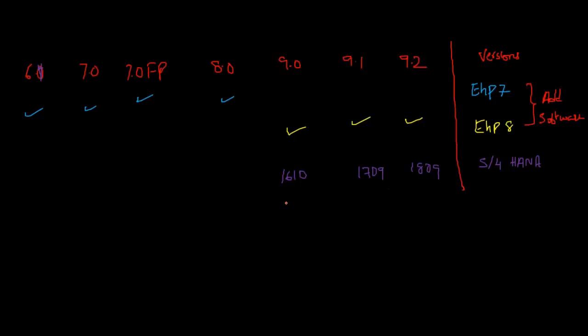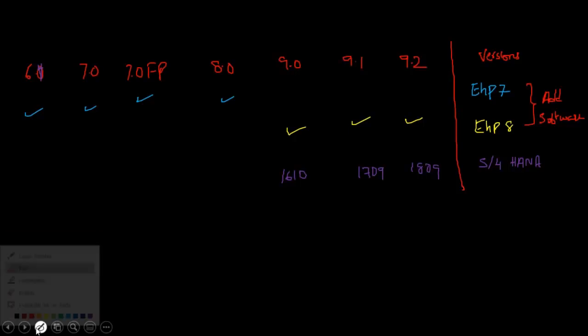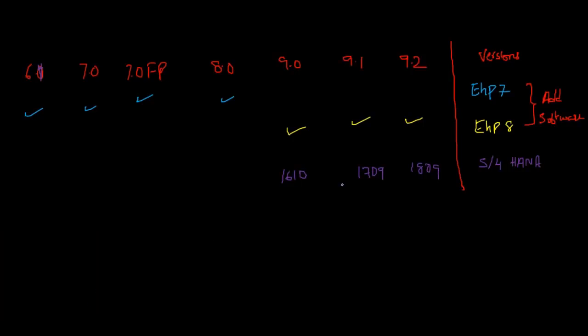And in S4HANA, if you take 1610, you would get automatically 9.0. If you get 1709 license, you'll get automatically 9.1. 1809, you'll get automatically 9.2, which is MDG embedded in S4HANA. You don't need to purchase the MDG solution separately if you are on S4HANA.